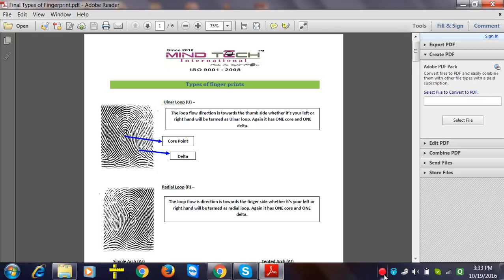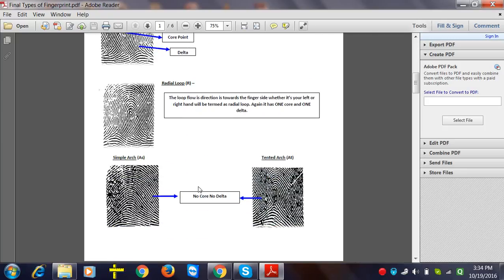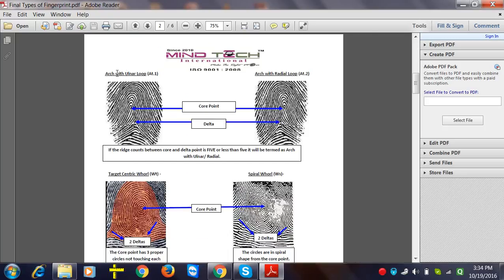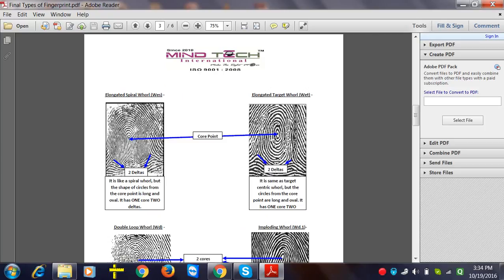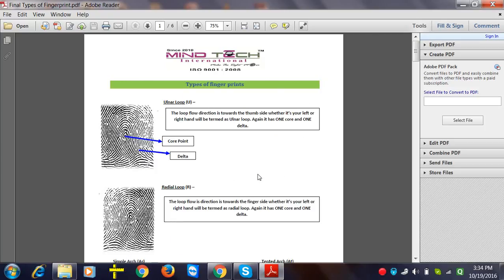Types of fingerprints. There are 16 types of fingerprints we have. First is ulnar loop. Second is radial loop. Third is arc with ulnar loop. Fourth is arc with radial loop. Then we have ulnar peacock's eye and peacock's eye radial. These are the loop patterns. So let's understand the loop patterns first.